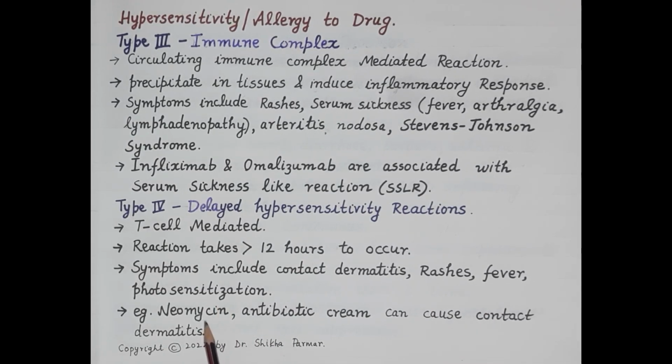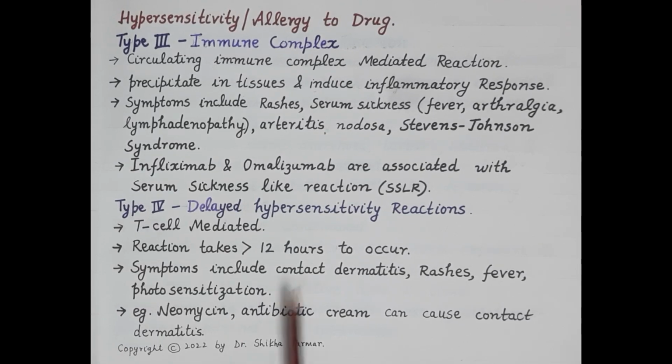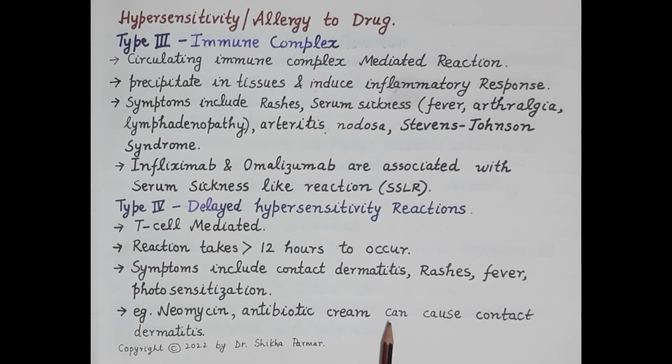Example, neomycin antibiotic cream can cause contact dermatitis characterized by skin rashes, redness, blisters, peeling of the skin. So this is about all 4 types of allergic or hypersensitivity reactions.